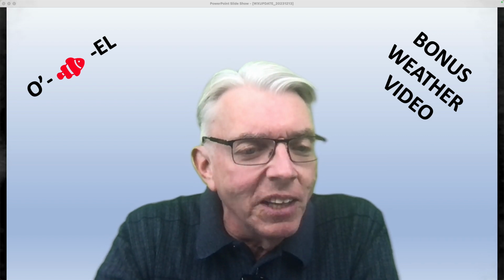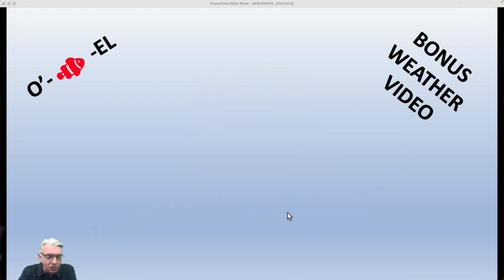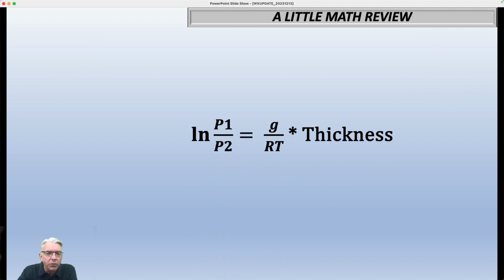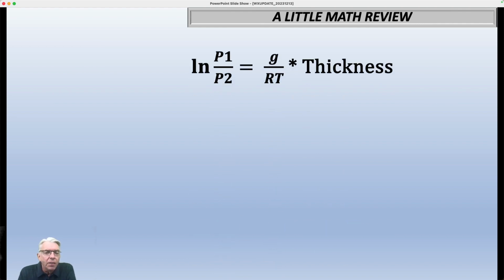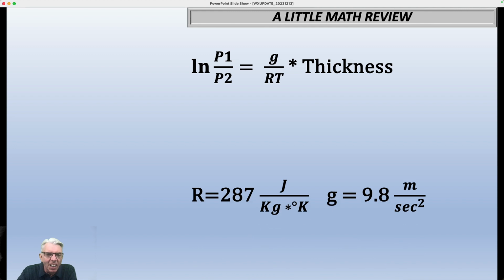All right, so let me put myself down in the corner here. And remember, we've talked about thicknesses a lot. And there's a mathematical equation that helps us to relate thickness to the average temperature of the layer in between two surfaces of constant pressure. So here's a little math review. This equation looks like this: the natural log of pressure 1 to pressure 2 is equal to the gravitational constant, which is the rate at which objects accelerate toward the Earth due to gravity, divided by a gas constant, which is R, times the average temperature of the layer between P1 and P2, times the thickness, or the distance between those two surfaces of constant pressure.